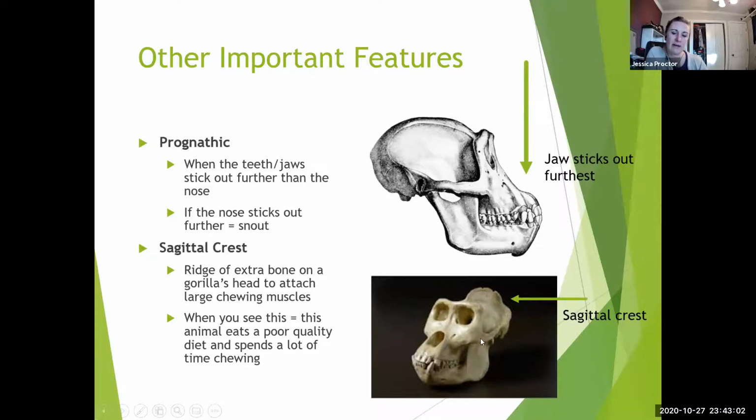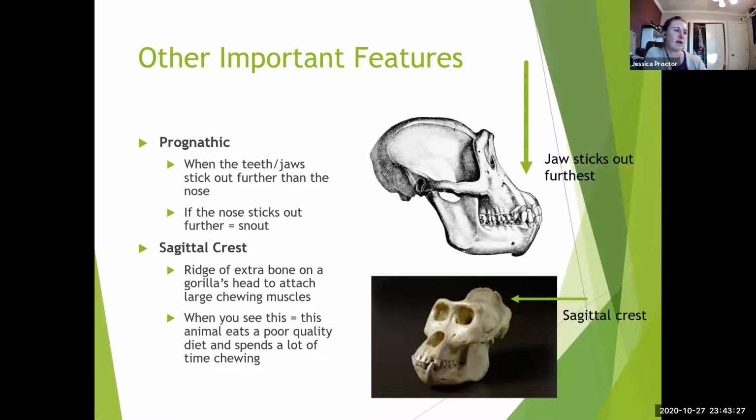And the jaw muscles tuck underneath the zygomatic bones, the cheekbones, and they actually attach all the way up here at the sagittal crest. Okay. So when you see this, this means that that animal eats a relatively poor quality diet and spends a lot of time chewing. Also, if you think about chewing a raw salad, raw vegetables, think about chewing lettuce, spinach, carrots, cucumbers, you guys get the point.